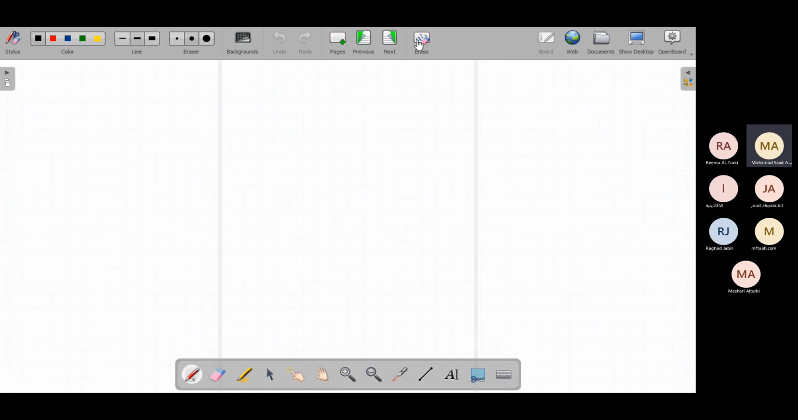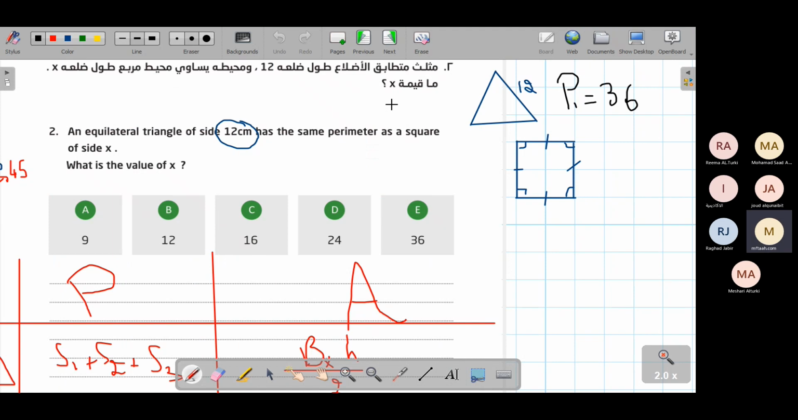Jude, Ragad, Miftah, also Mishari is here. Okay. Mr. Miftah is me, so I can't change it actually. What? Miftah is me. Yahya? Yes. Okay, Yahya. The next question, Yahya.